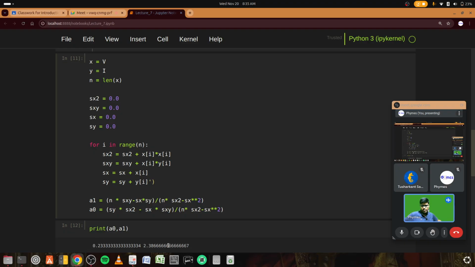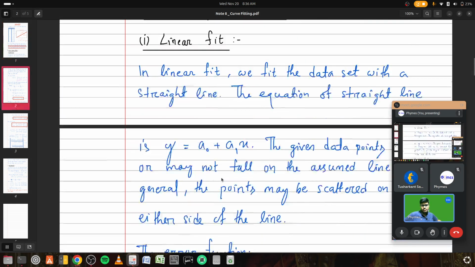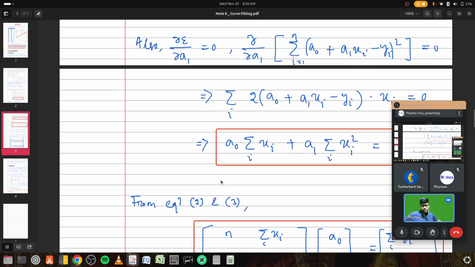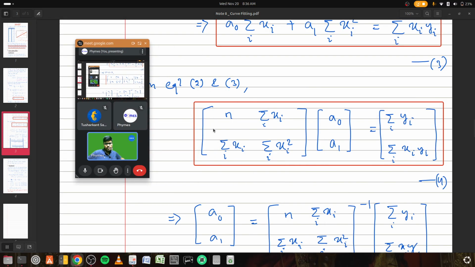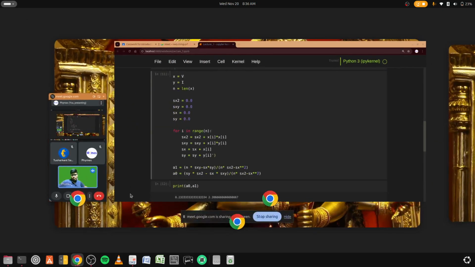So do we have the note? Yes. So there are these summations. The summation of xi means the sum of all the x data points, and here you also have the sum of the x square data points. So you also need to find these summations. So that is what we are going to do here.